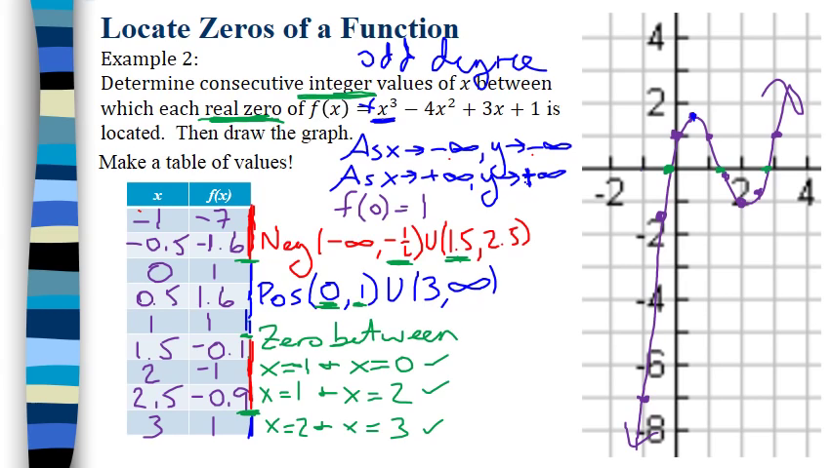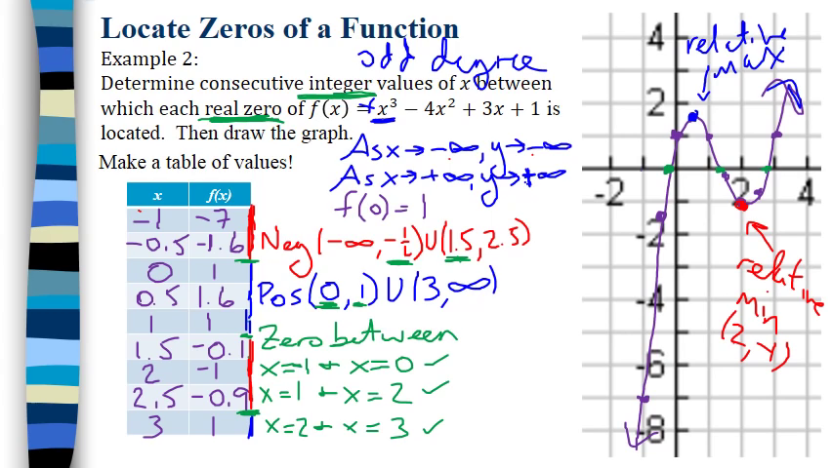And again, we can see some maximums. So it looks like we have a maximum at about 1.5. So that is a relative max. And we know it's relative because this graph goes up forever. So that's not an absolute max. And then it looks like we have a relative min here at approximately 2, -1. So we can say we have a relative min at 2 of -1.